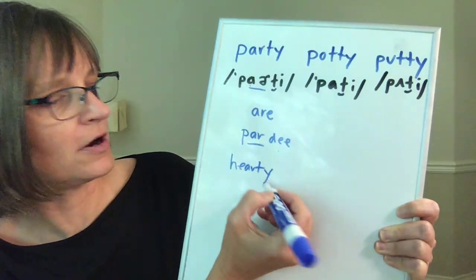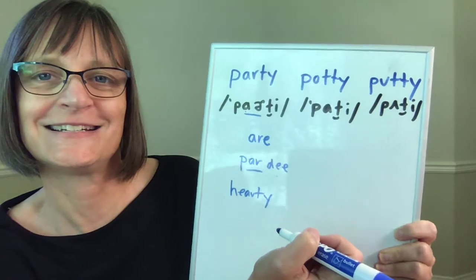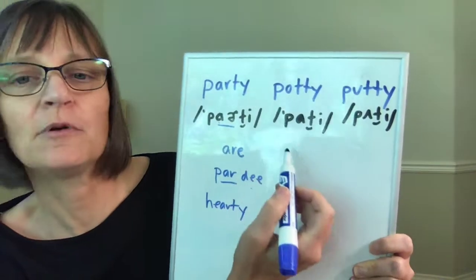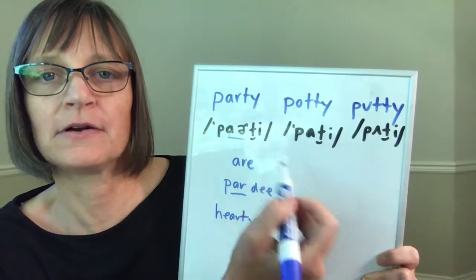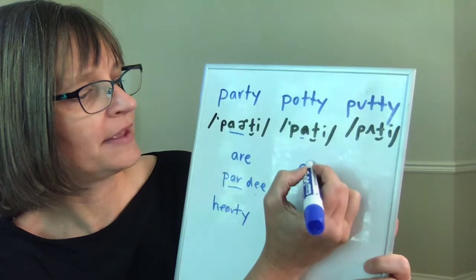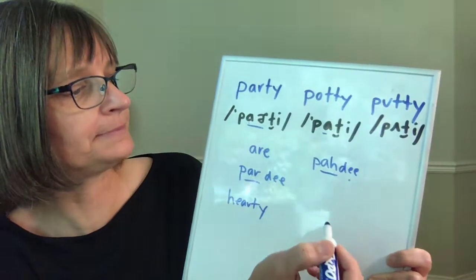has the same RD combination. Party, hardy. I can't think of any that have the RD besides that. There may be some others. Then when we look at potty, there's no R sound. And so we just have the vowel ah. It sounds like pa. Finally, potty, potty.